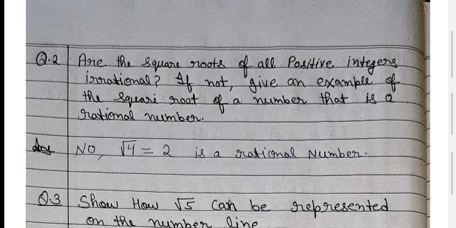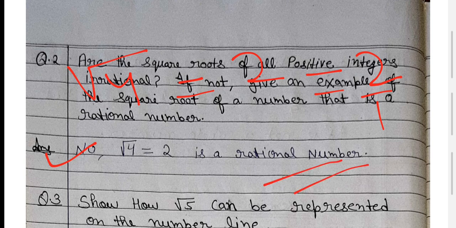If not, give an example of the square root of a number that is a rational number. They want one example, so there are many different examples for that question. Here, take 4. When you take the square root of the positive integer 4, it becomes 2, and 2 you can write as 2 by 1. So it is a rational number. The question says they are all irrational, but you get a rational number, so your answer is false, or you say no.